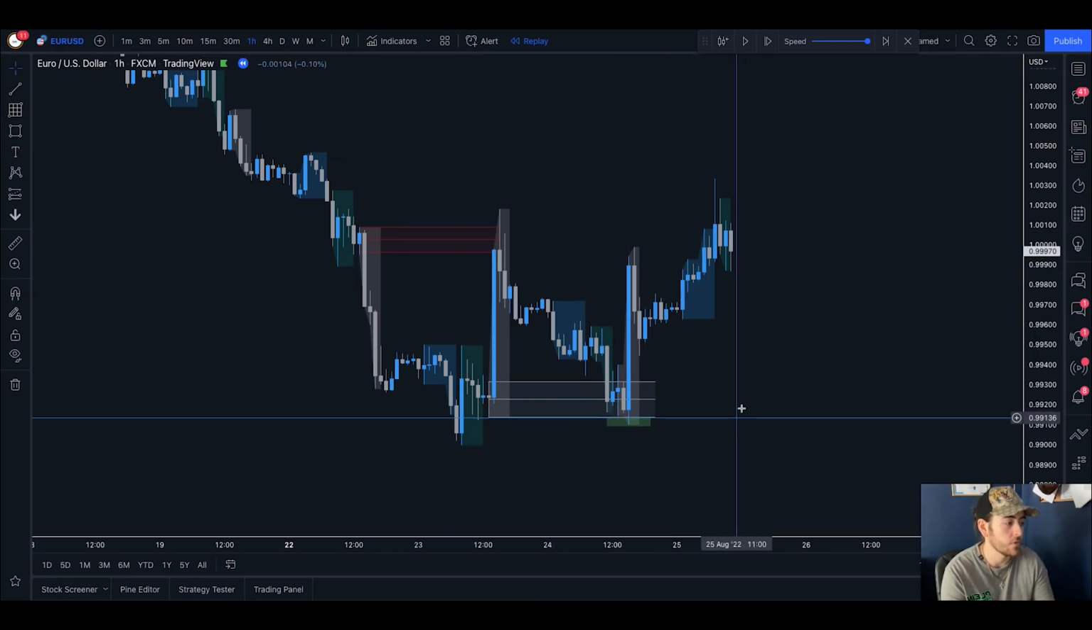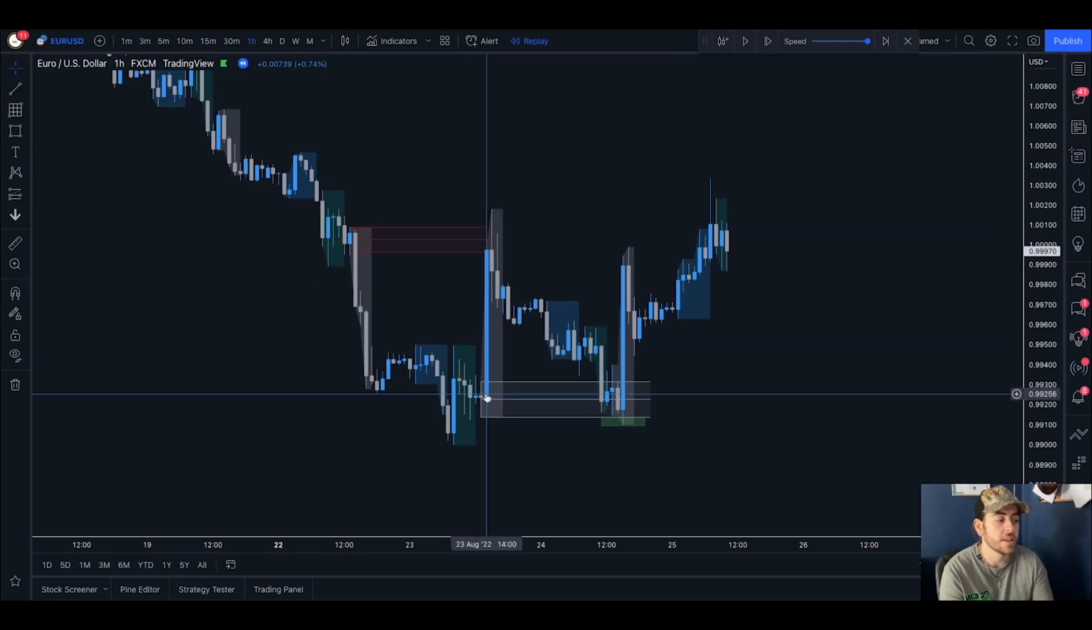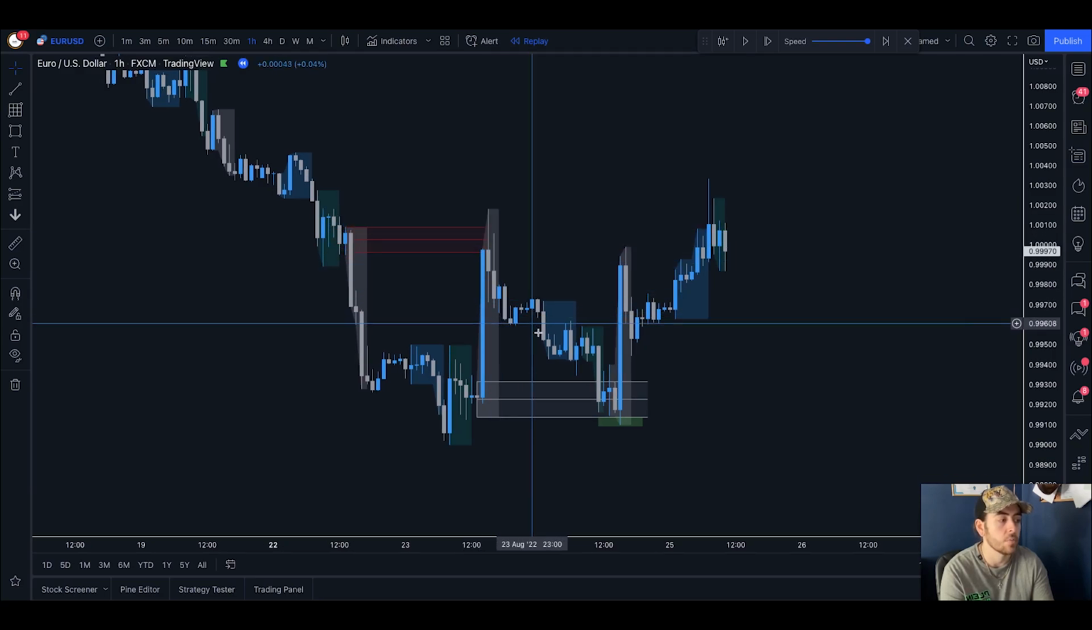And let me break this down real quick for you. We had here a supply fail that indicates that price may be willing to push higher, especially with this large bullish impulse and slow pullback down.